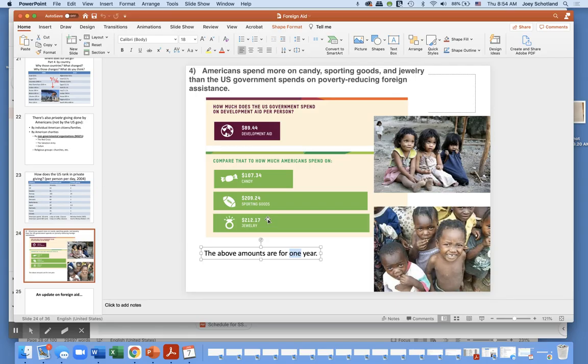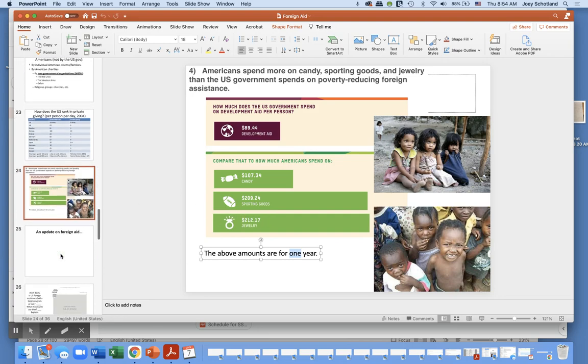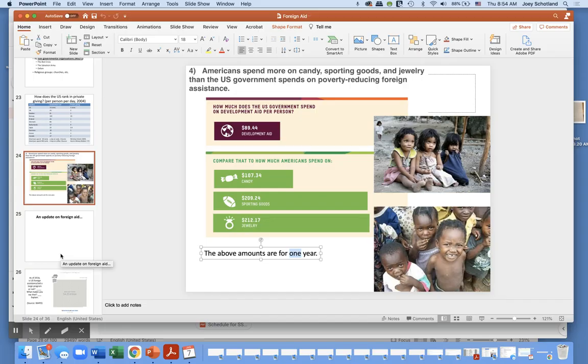So what do you think? Should the US government give more in foreign aid? Yes or no? Why or why not? Should American private citizens give more in foreign aid? Yes or no? Why or why not?